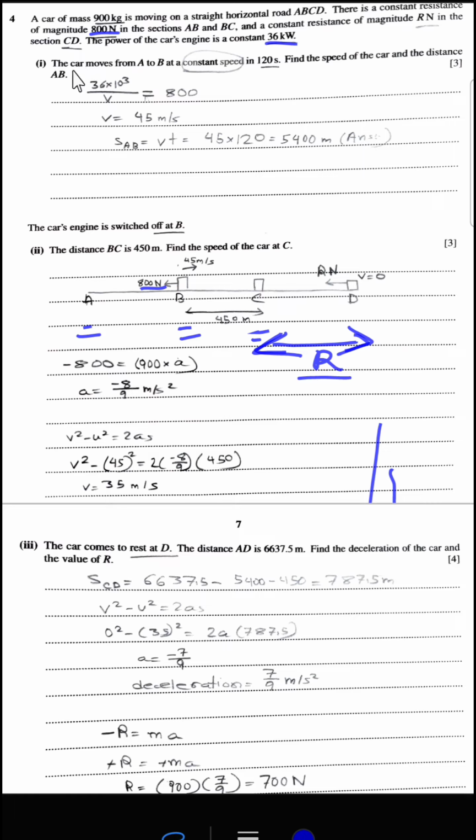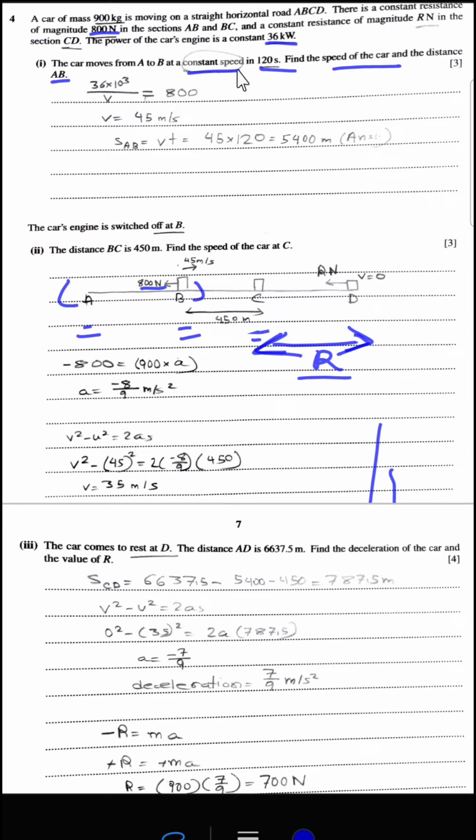So in question number 1, the car moves from A to B at a constant speed. Since speed is constant, therefore driving force is equal to resistive force. And from A to B, speed is constant in 120 seconds. Find the speed of the car. So we have to find the constant speed and the distance AB. So we need to find the distance between A to B.